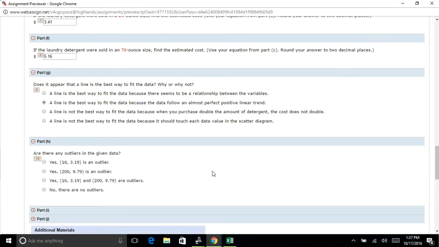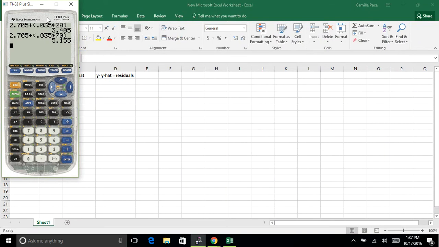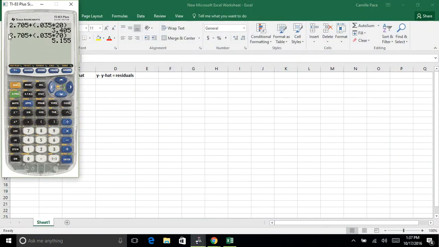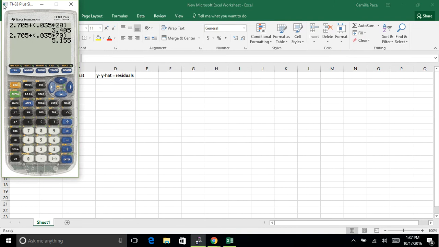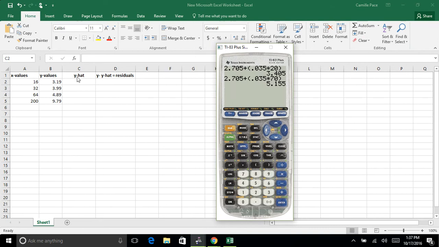All right. Are there any outliers? Okay, this is where we have to kind of be careful, and this is where I've got to show you how to do this in Excel. All right, so here's my Excel file, and I have my X values and my Y values. The first thing I need to do is go back here and bring this up. Sorry about this. I'm trying to move it and it won't let me move it. Okay, there it goes. Yay, it finally moved.